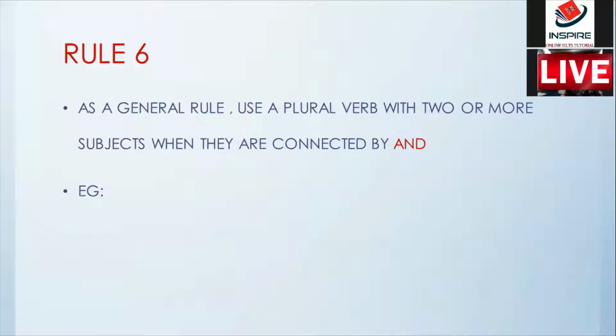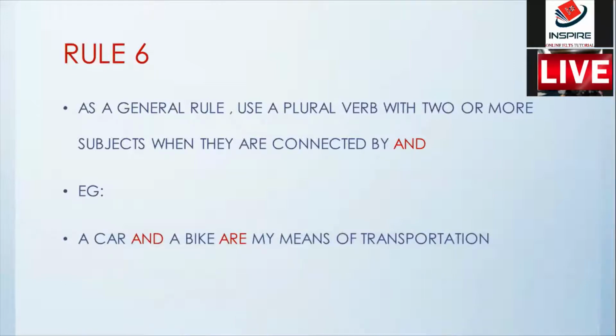For example, a car and a bike are my means of transportation. You can see a car is a singular subject, right? A bike is again a singular subject. It is connected using and. But it takes up what? It takes up a plural verb because they are connected using and. Whatever the subject may be, plural or singular, if it is connected using and, it will take up a plural verb. Okay? Is it clear?